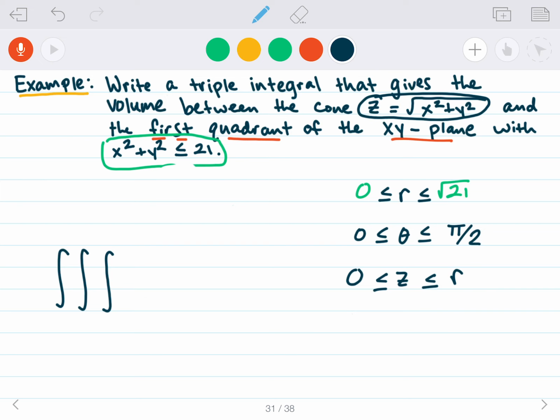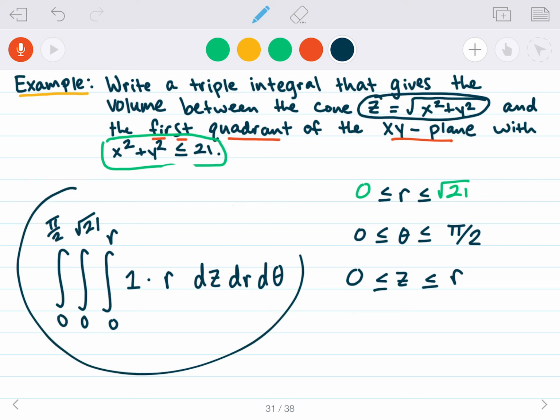So for volume, we have 1. And then, of course, because of the polar integration, we're going to do r. And I'm going to do dz first, followed by dr, followed by d theta in cylindrical coordinates, okay? So since z is coming first, I'm going from 0 to r. Next comes r, that's from 0 to root 21. And finally, theta is varying from 0 to pi over 2. So that should give you the volume of that region that's described.